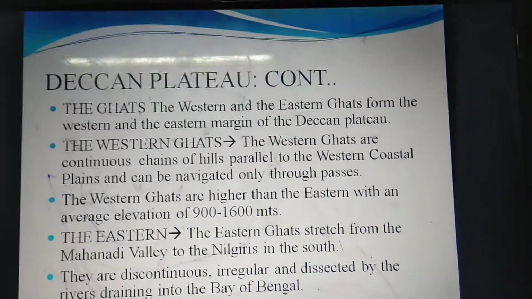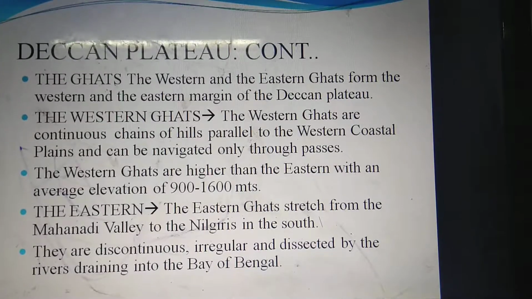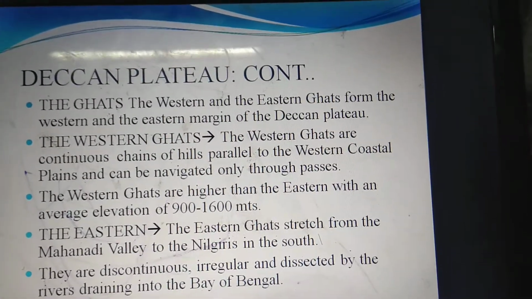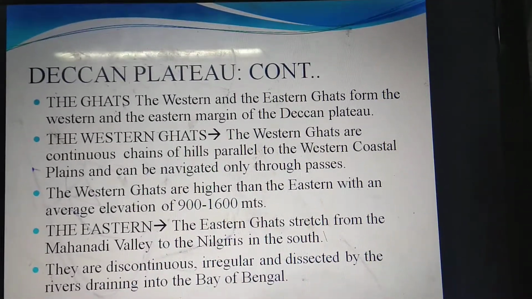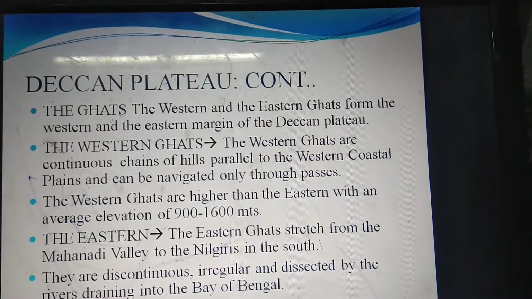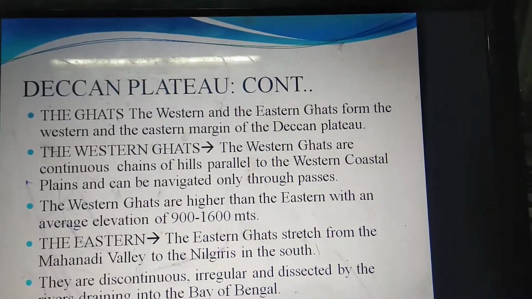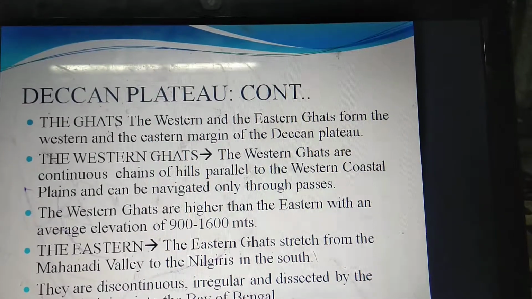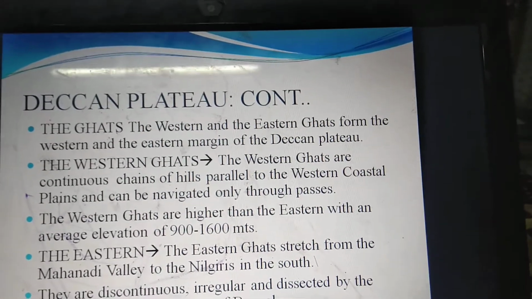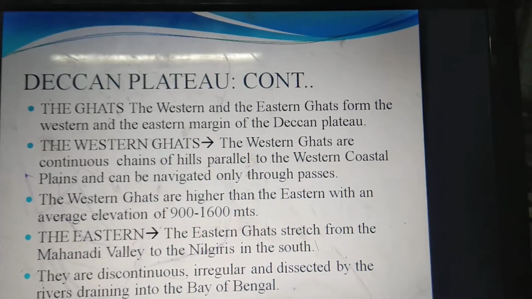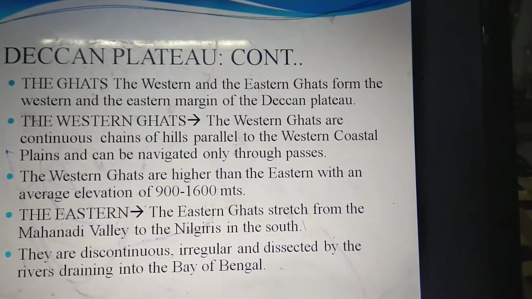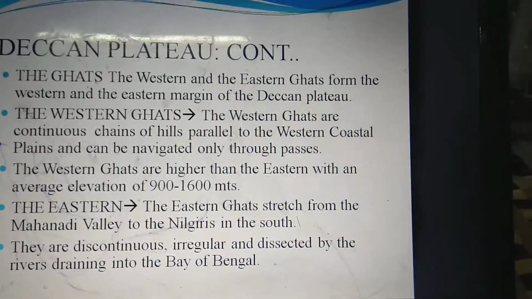The Ghats: one of the striking features of the Deccan Plateau is the Ghats. The Western Ghats and the Eastern Ghats are the western and the eastern margins of the Deccan Plateau respectively. The Western Ghats are a continuous chain of hills parallel to the western coastal plains, and they can only be crossed through passes like the Palghat and Bhorghat. The Western Ghats are higher than the Eastern Ghats, with an average elevation of 900 to 1600 meters.